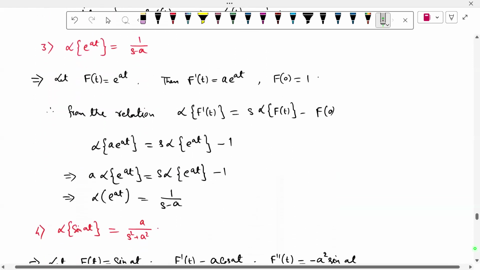Similarly, for the Laplace transform of e to the power at, which equals 1 by s minus a. You all know these formulas already from the basic definition, but using the differentiation formula, you can also solve this. Again, you can pause this video and see the solution, or try it yourself, and if you get stuck anywhere, you can see the solution.